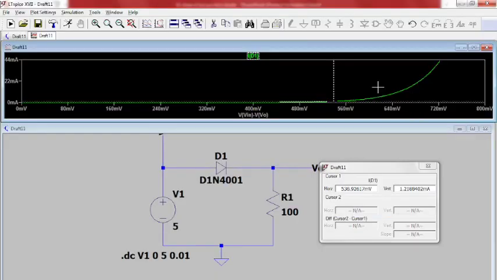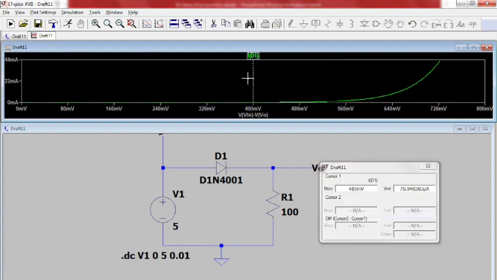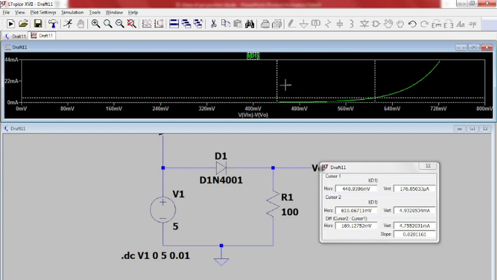So to find out the static and dynamic resistance, we need two cursors. For finding static resistance, it is the initial stage of the graph. Click once more, then you will get the second cursor. You place the first cursor and the second cursor. Here, first cursor and second cursor.